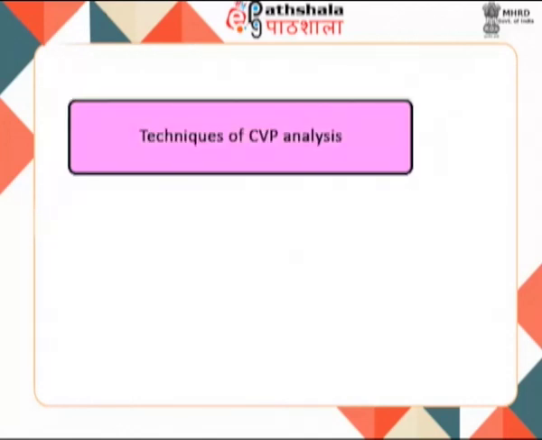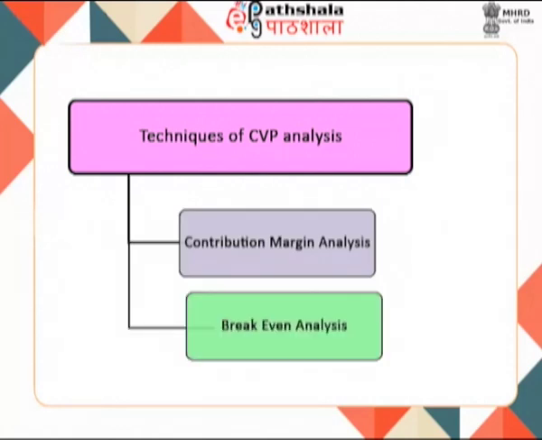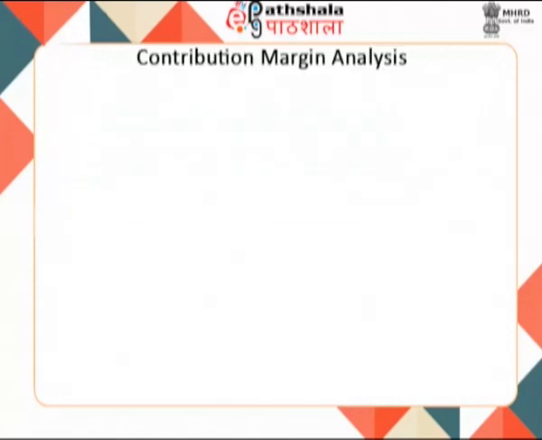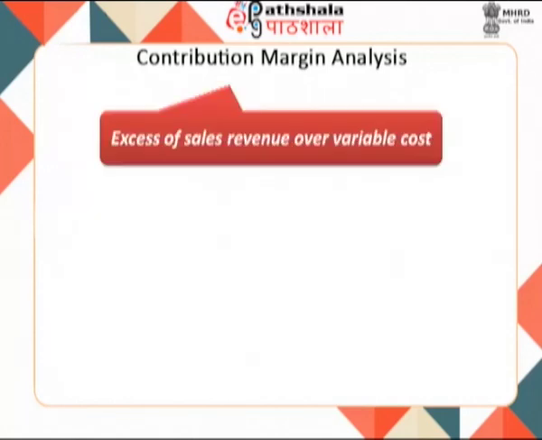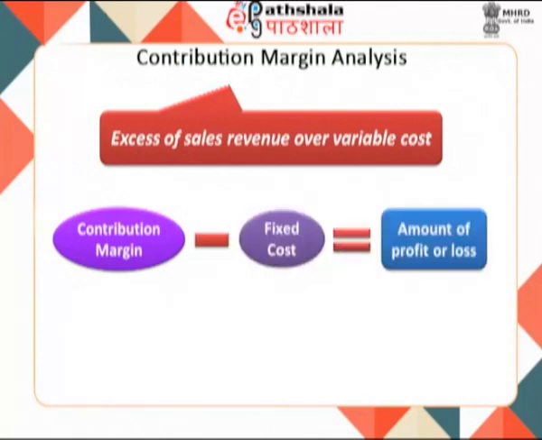There are two basic techniques of CVP analysis: 1. Contribution margin analysis, and 2. Break-even analysis. Contribution margin analysis. Contribution margin indicates the profit potential of a business firm. Contribution margin is the excess of sales revenue over variable cost. From contribution margin, when fixed cost is deducted, the resultant figure gives the amount of profit or loss to the business firm.